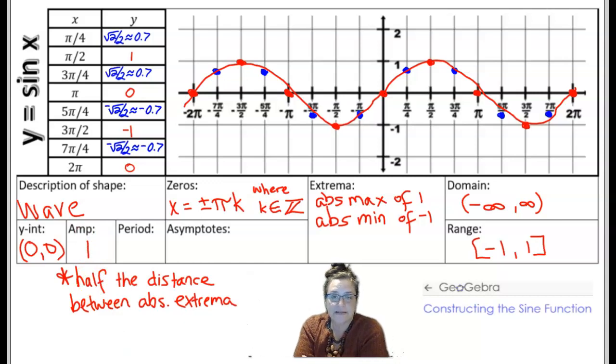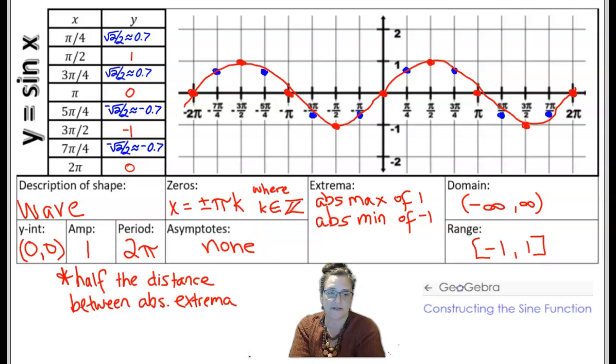The period is the length of one cycle before the pattern repeats. So we can see starting here at 0, we have a maximum, a minimum, and back to 0, and then that pattern would repeat. So the period of the parent graph of sine is 2 pi, one revolution around the circle. And the sine function has no asymptotes. It's continuous over its domain.